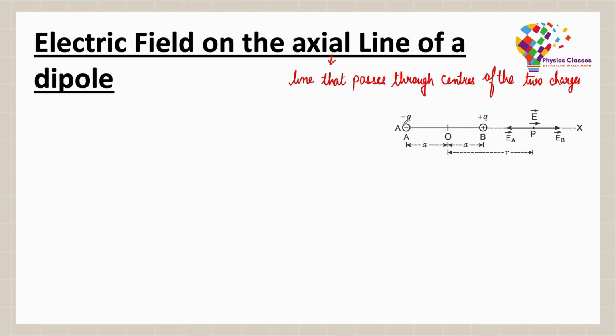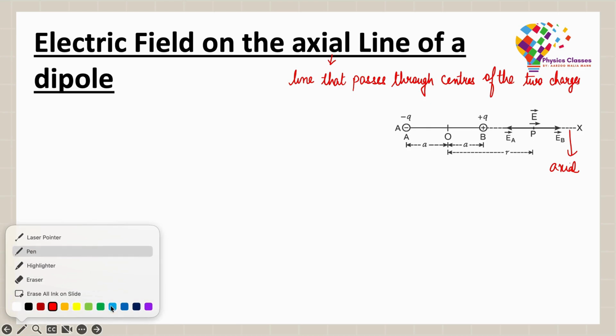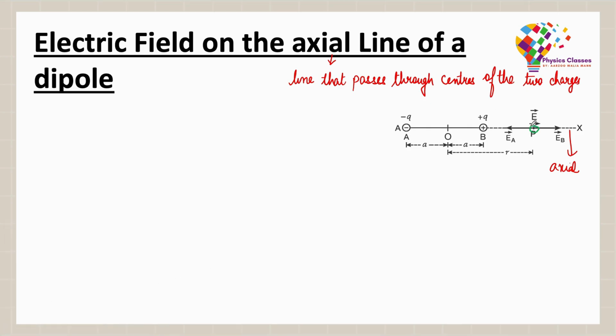So this line that you see over here is my axial line. I want to find out the electric field at a point P here on the axial line. So this is a point P, and I want to find the electric field at this point P due to this dipole along the axial line. What I assume is that minus q and plus q are the two charges involved in the dipole. They are separated by a distance 2a. This point P is at a distance r. r is the distance of the point P from the center of the dipole. Keep that in mind.